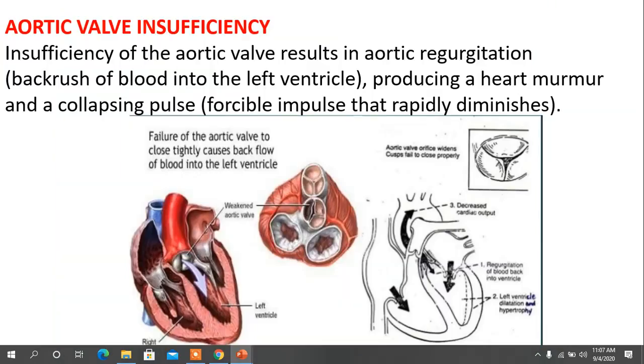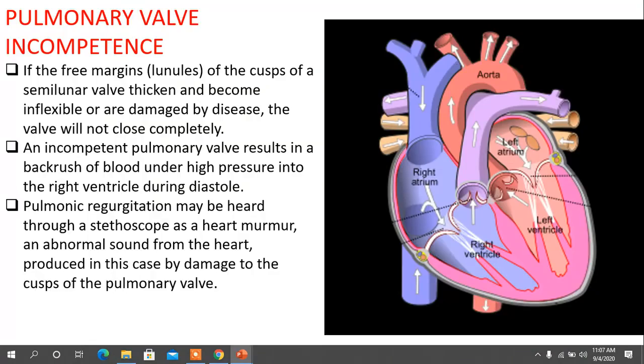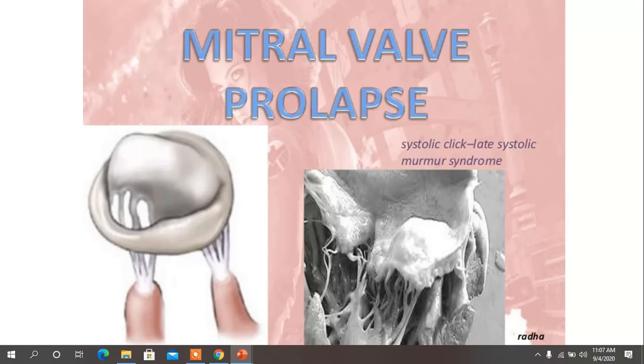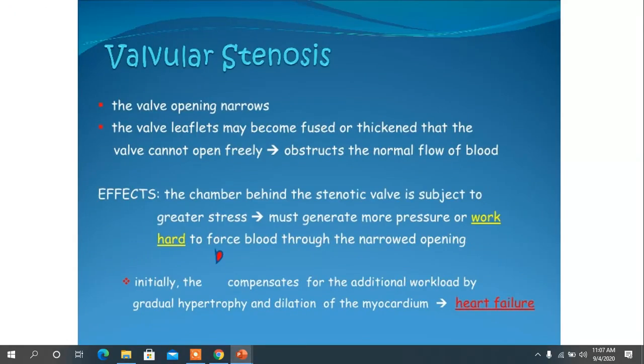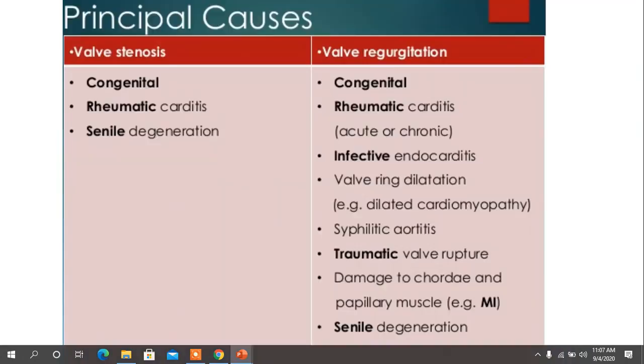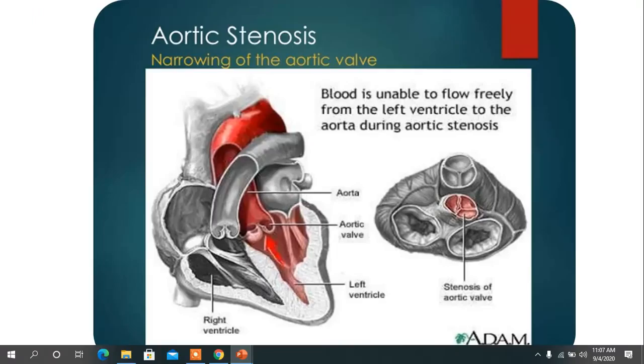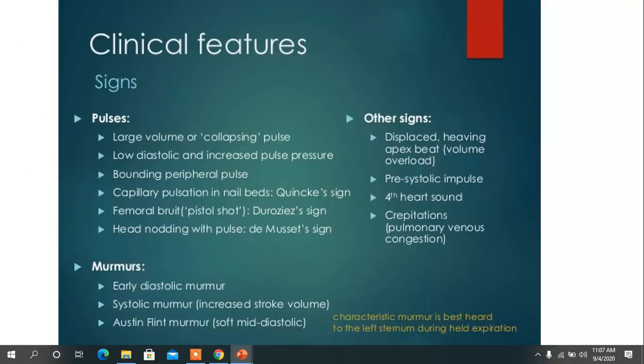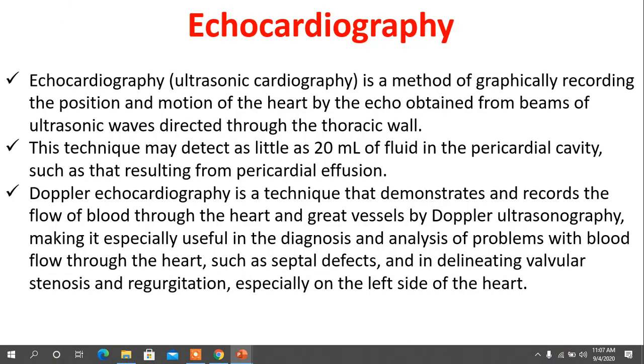So in this lecture we have seen the most common valvular problems and the associated problems. Inshallah, in the next lecture we will discuss the other clinical topics of the heart.